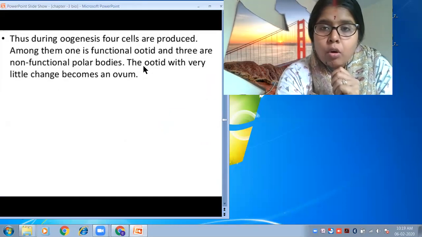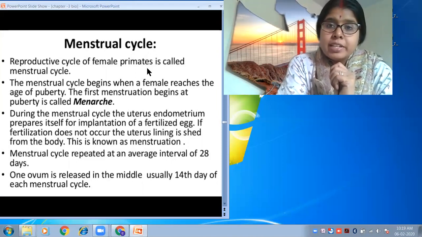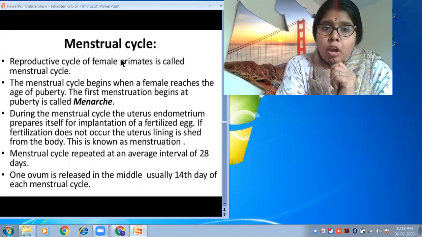If the ovum is not fertilized, as I told in the last part, it will be released with the breaking down of tissues, which is the menstrual cycle. What happens in the menstrual cycle, we will learn in our next class.